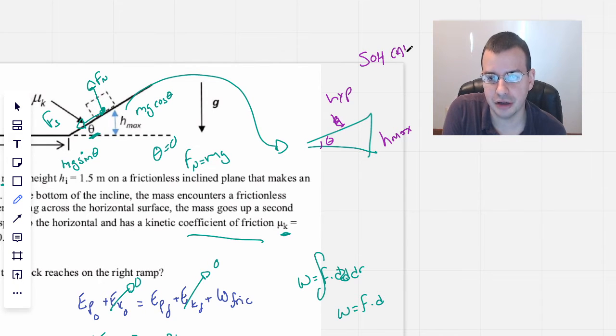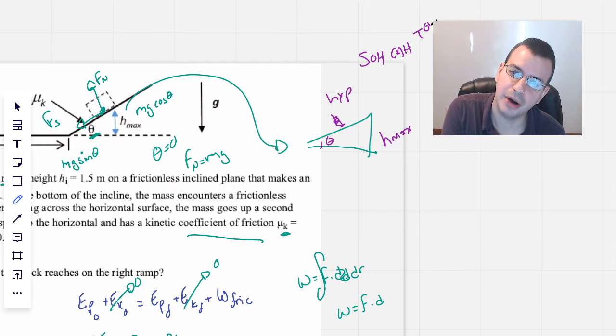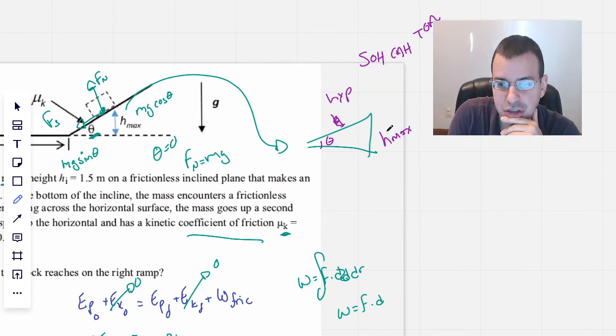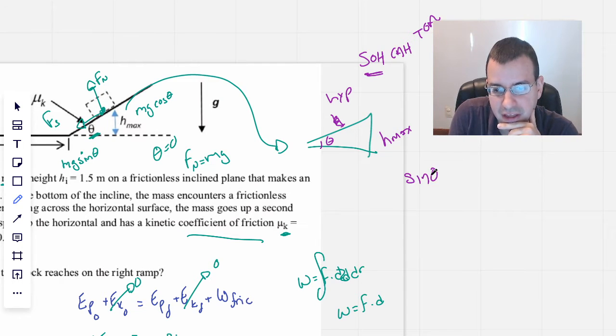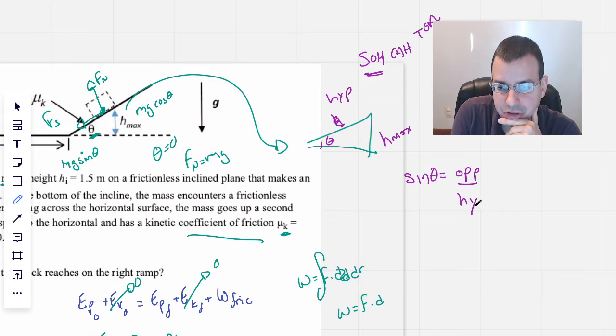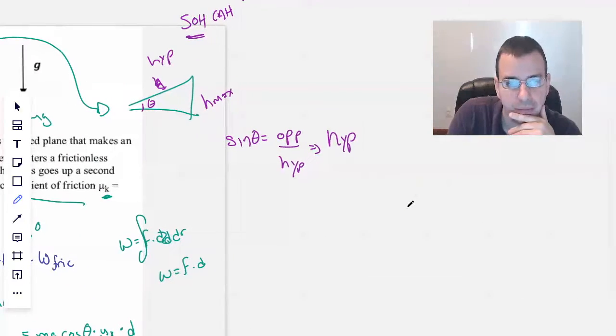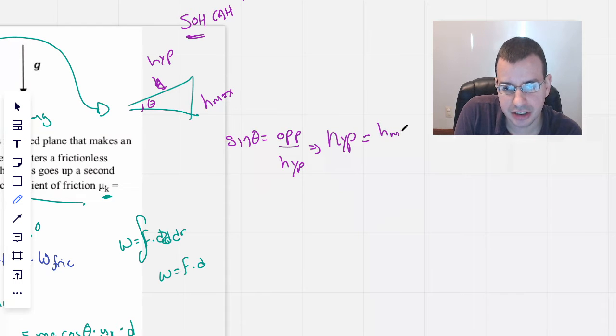SOHCAHTOA is a mnemonic for keeping sine, cosine, and tangent straight. So this looks like it's going to be sine of theta. So sine of theta equals opposite over hypotenuse. So rearranging this, hypotenuse, which is the distance we're looking for here, will be opposite, which is going to be h max over sine theta.